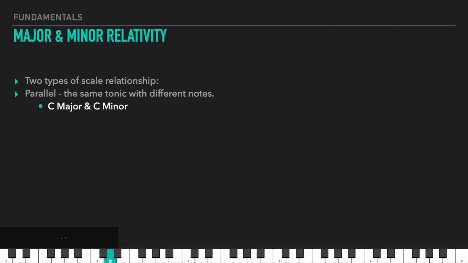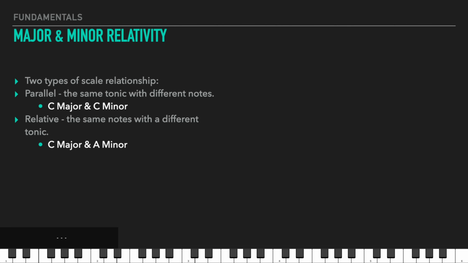C major has the notes C, D, E, F, G, A, B. C minor: C, D, E flat, F, G, A flat, B flat, C. Okay, so exact same starting point, but different notes. The other type of relationship is called relative, meaning the same notes with a different tonic.